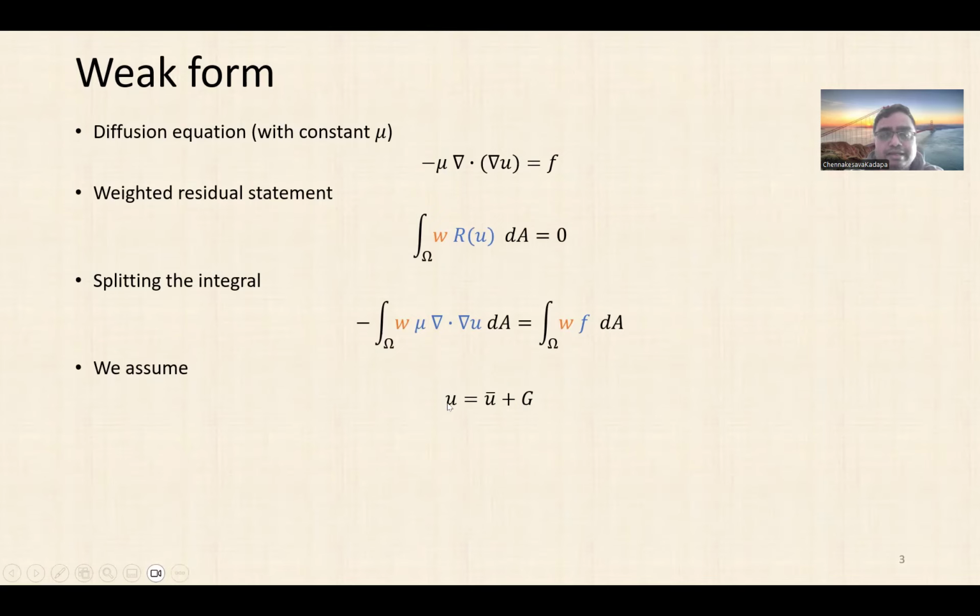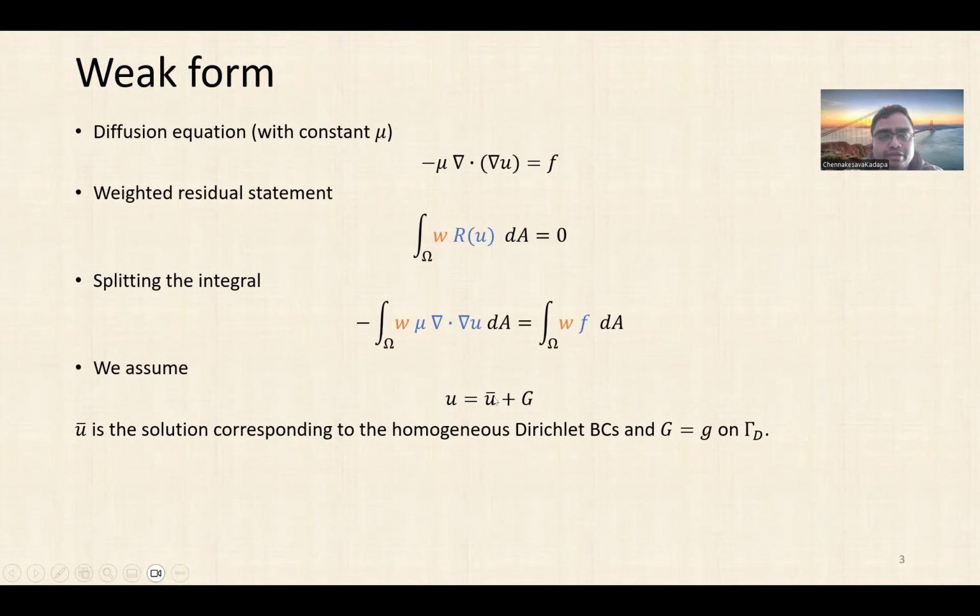Okay, we cannot do this directly on U because U equals G on the Dirichlet boundary. So what we do is split it into U bar plus G, where U bar satisfies the homogeneous Dirichlet condition, that is U bar equals 0 on the Dirichlet boundary, and G equals G on the Dirichlet boundary. In this way, we have a test function satisfying the homogeneous Dirichlet boundary conditions on the Dirichlet boundary.